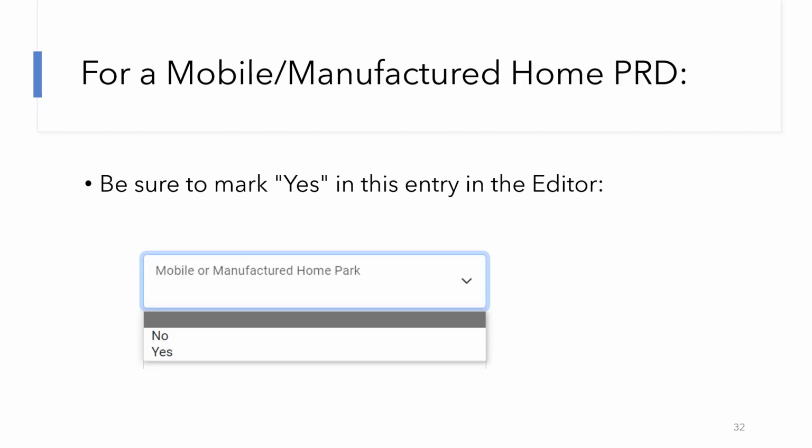As a reminder, per the NZA methodology, mobile home parks or manufactured home parks are considered PRDs. And if you come across a district that is for mobile home parks, you should be sure to mark the PRD treatment accordingly and mark yes in the entry for mobile or manufactured home park under the PRD treatment field.